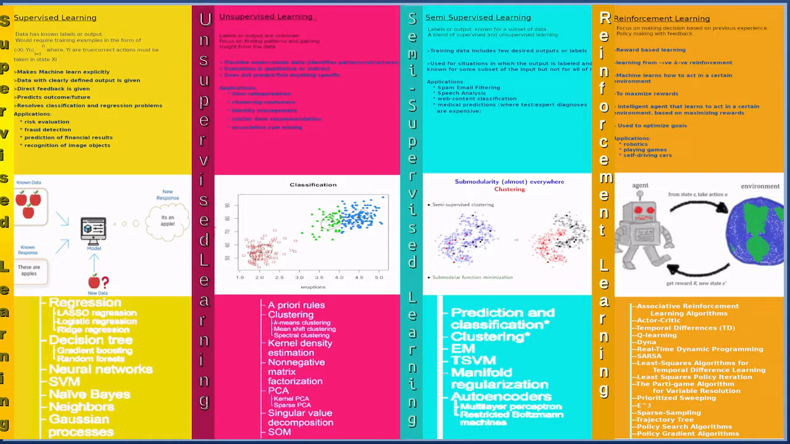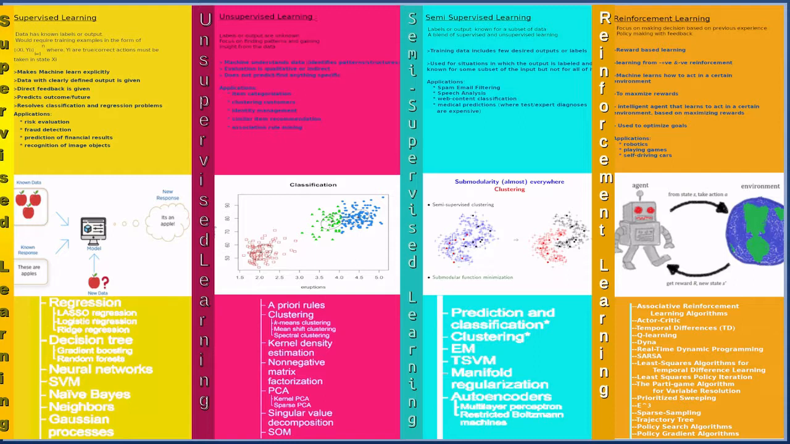Reinforcement learning learns from positive and negative reinforcement. It implies the machine learns how to act in a certain environment. The aim is to maximize rewards. The intelligent agent learns to act in a certain environment based on maximizing rewards. The aim is to optimize goals and finally win the game. Applications of reinforcement learning algorithms are in robotics, planning, computer-based board games, and self-driving cars.